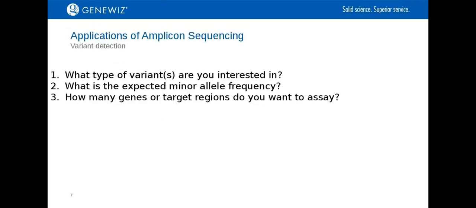So the first application I'll talk about is variant detection. In layman's terms, what do I mean by this? Well, researchers want to determine if there are differences between the known reference sequence and what's specifically in their samples. One way to do this is to PCR the region of interest and sequence it. Considerations need to be given to the type of variant being analyzed, or what you would like captured in the data, what the expected minor allele frequency is, and how many genes or target loci you want to assay.